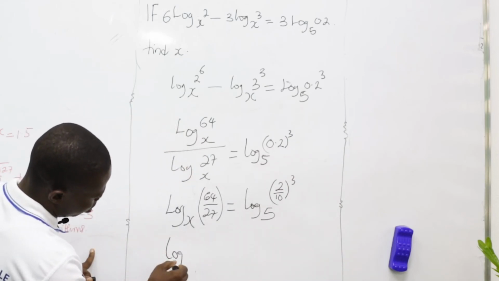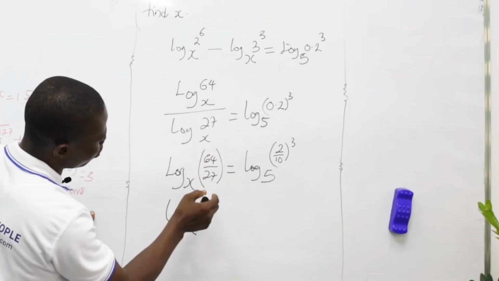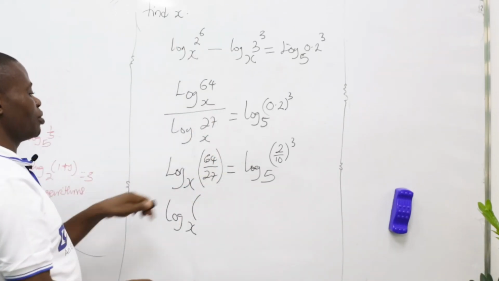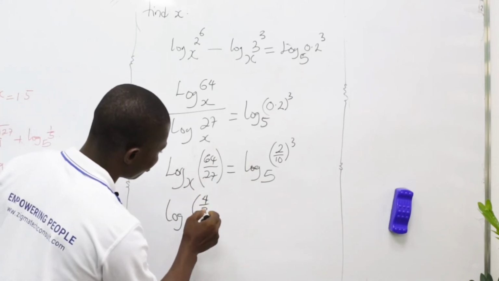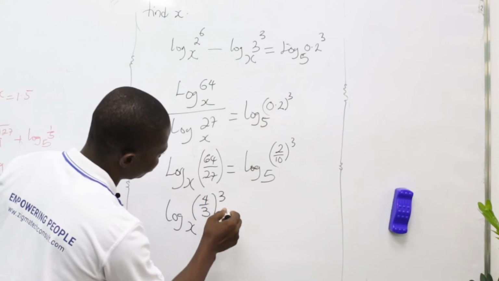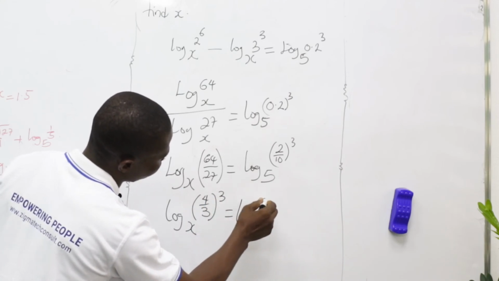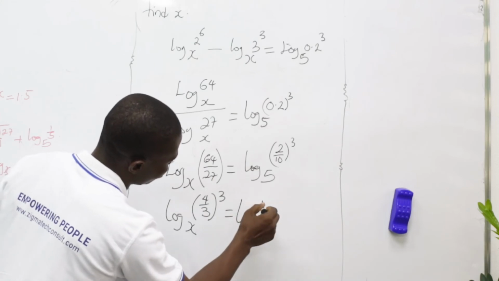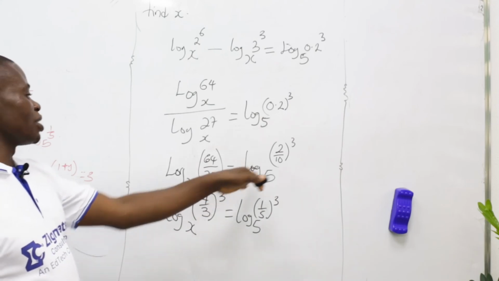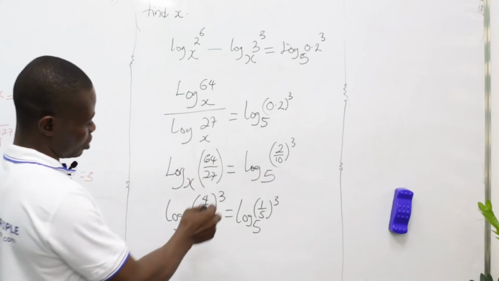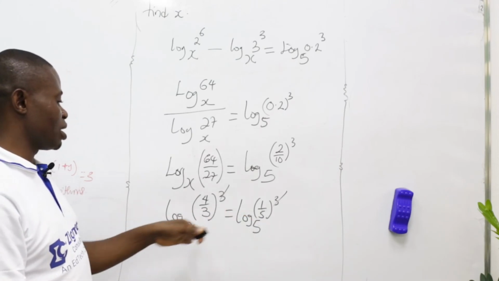Okay, log base x, 64 can be written as 4 power 3, 27 can be written as 3 power 3, meaning 4 all over 3, all power 3, equals log base 5, 2 over 10 means 1 all over 5, power 3. Let the powers take care of themselves by canceling this. You can't cancel this because the bases are not equal.